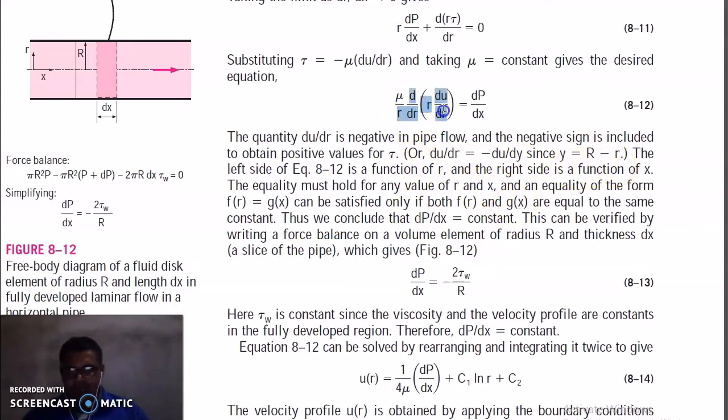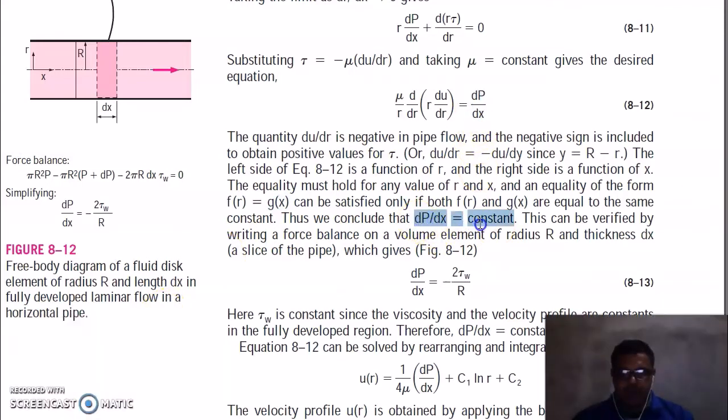Now this side of the equation is a function of r, and this side is a function of x. So the equality must hold for any value of r and x, and an equality of the form f(r) = g(x) can be satisfied only if both f(r) and g(x) are equal to the same constant. Thus we conclude that dp/dx is equal to a constant. So this is constant.